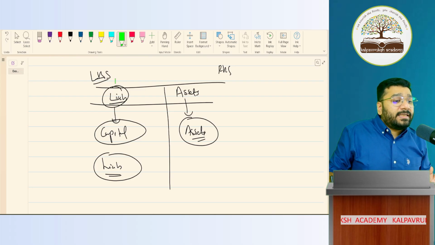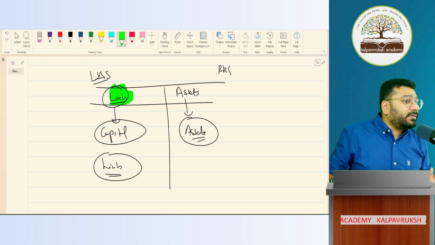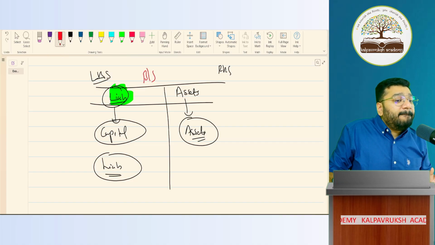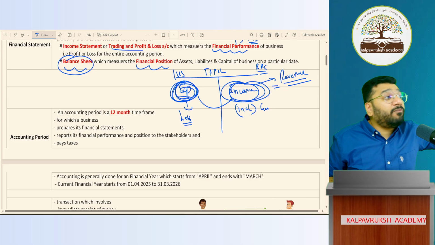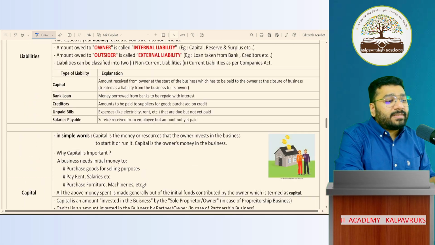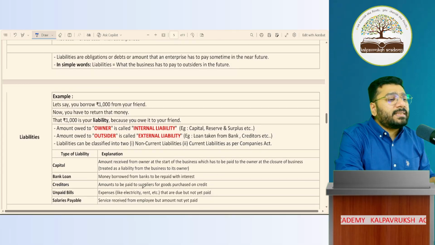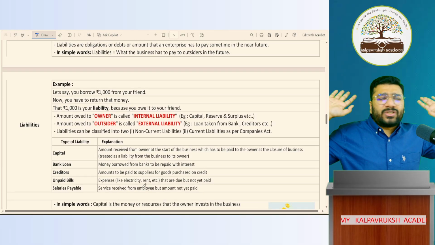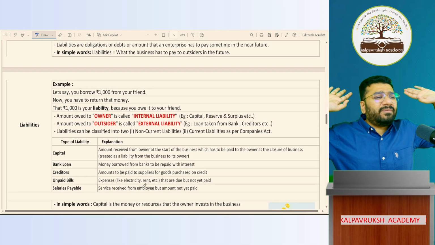In that, what are we discussing? The liability side. This is a part of your balance sheet, so we're discussing the components of balance sheet right now. So what is liabilities, people? I discussed it in the last class. What is liabilities? In simple layman language, don't tell me the technical word.